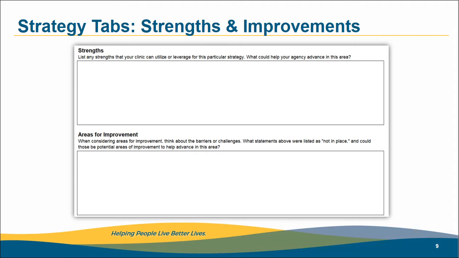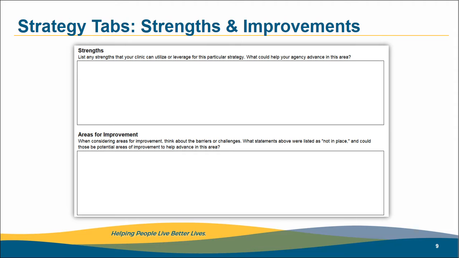For areas of improvement, we encourage your organization to think about the barriers or challenges that exist in terms of advancing this strategy. For this, it may help to go back to the practices and approaches sections to see what's not in place or even partially in place or under development. Think about what prevents your organization from really formalizing something as a policy or a process.